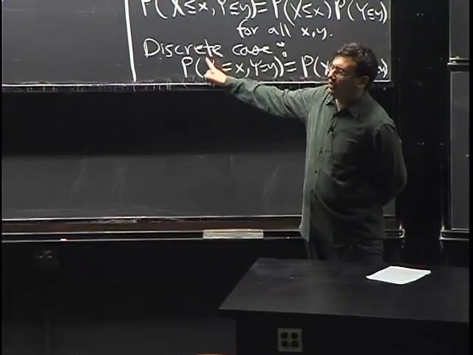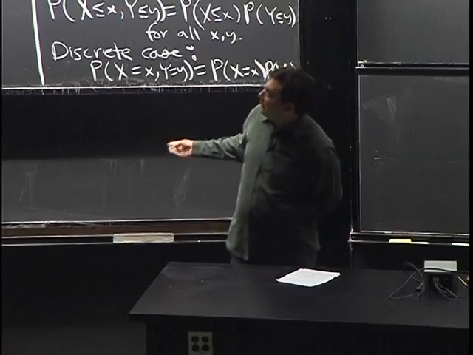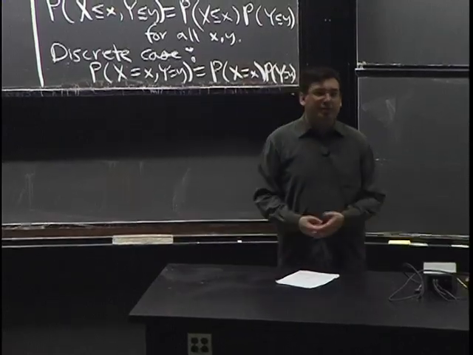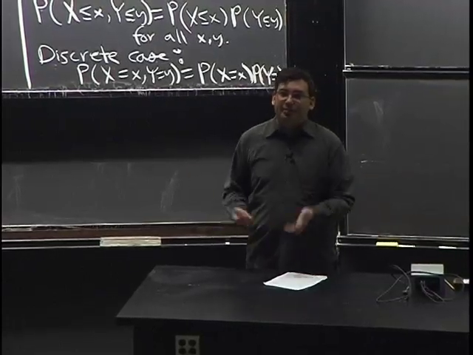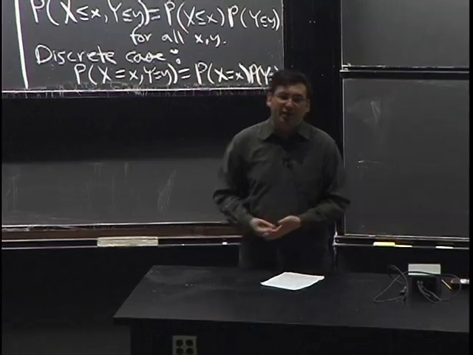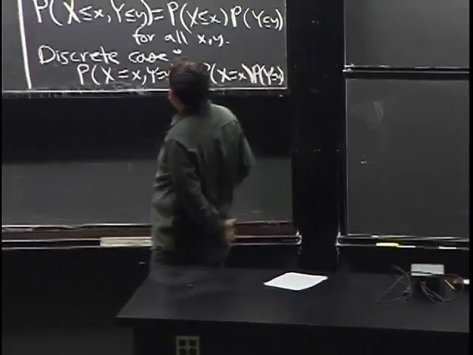And in general, as I said, in the discrete case, it's easier usually to work with the PMF than the CDF. For example, in the discrete case, if you want to know the probability of any event, just sum up the PMF over the relevant values, and that's it. So okay, so that's independence.